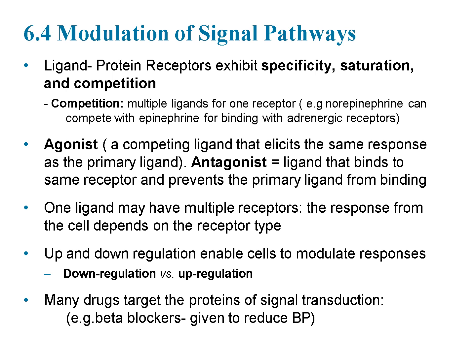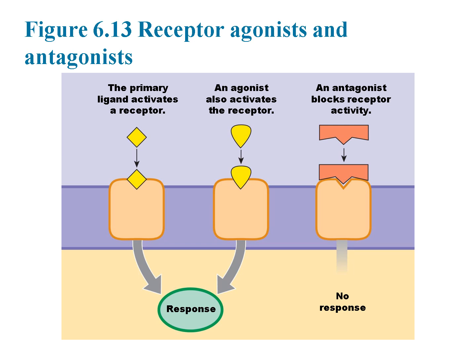For example, beta blockers reduce blood pressure by inhibiting the binding of epinephrine to adrenergic receptors, limiting the body's fight or flight response. This demonstrates how modulating signal pathways can have powerful therapeutic effects. This figure illustrates the roles of primary ligands, agonists, and antagonists in regulating receptor activity and cellular responses.